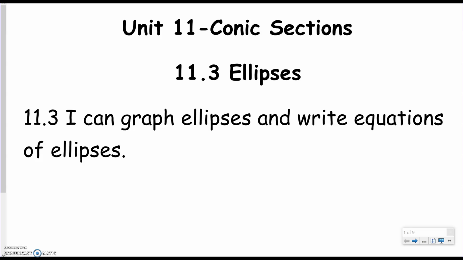Hello, we're going to continue studying our conic sections, and we're going to talk about ellipses today. So our goal is to graph and write equations of ellipses.